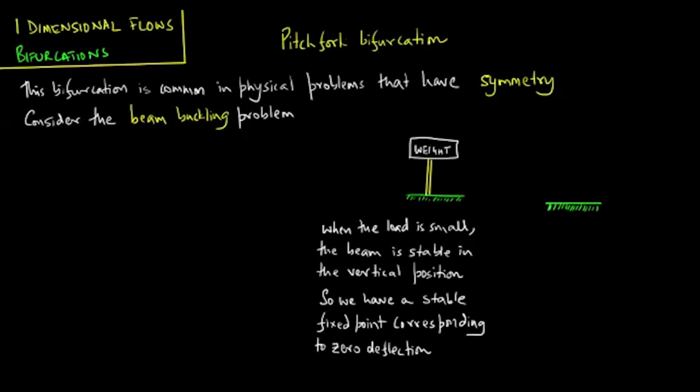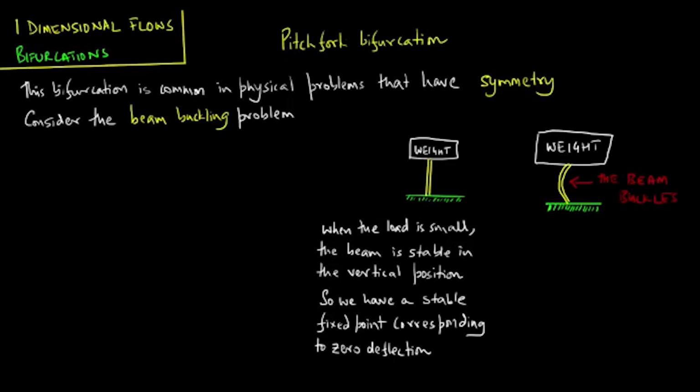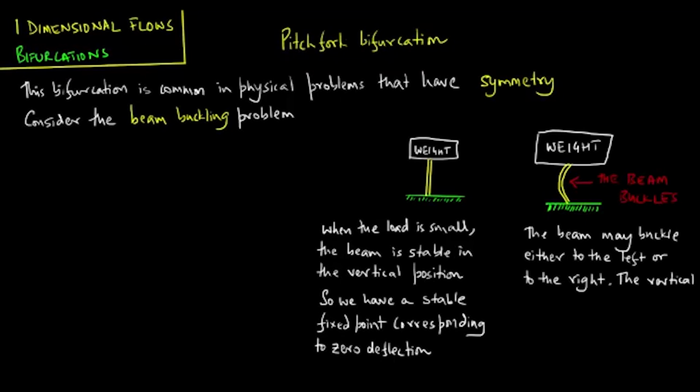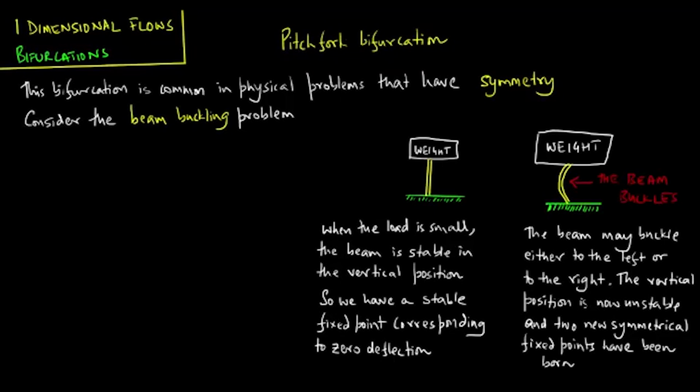And now consider the case where we have a larger weight that is placed, which forces the beam to buckle. So we find that the beam buckles under the weight, and the beam may in fact buckle either to the left or to the right. The vertical position is now unstable, and two new symmetrical fixed points have been born.